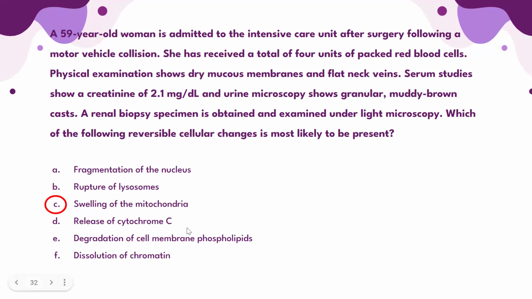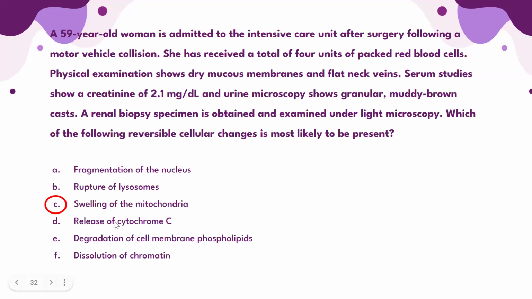Release of cytochrome C, we just talked about this earlier, but again, once this is released, this activates caspases, which would activate proteases and endonucleases, and the cell is destroyed. Degradation of cell membrane phospholipids, so once the cell membrane breaks apart and everything leaks out, the cell's gone. And the same goes for the dissolution of the chromatin.